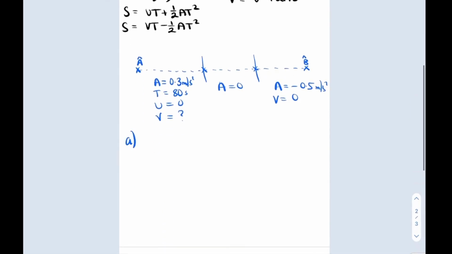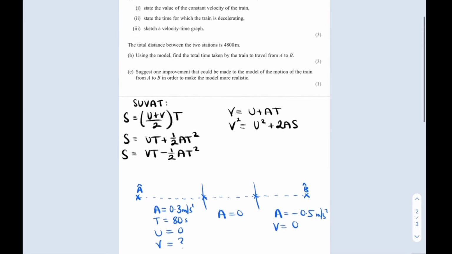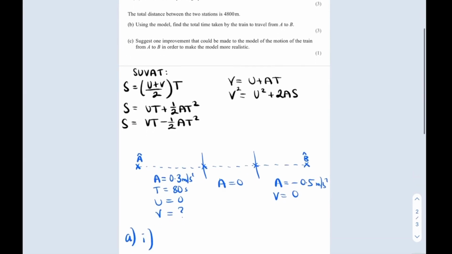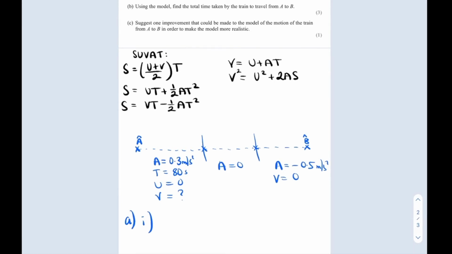So part A, question 1. This was state the value of the constant velocity of the train. I want to find my v in this section, because it will be the same for the next section. So I need an equation that relates a, t, u and v, and it should be this one.